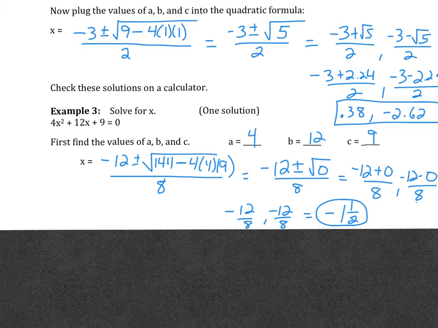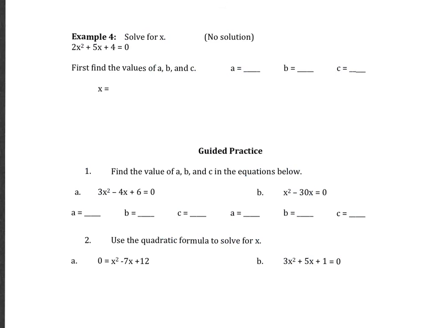Okay. Oops. Graph of the first one. One more to do. Example 4. This one has no solution. That must mean the discriminant is negative. Let's find out. A value is 2. B value is 5. C value is 4.